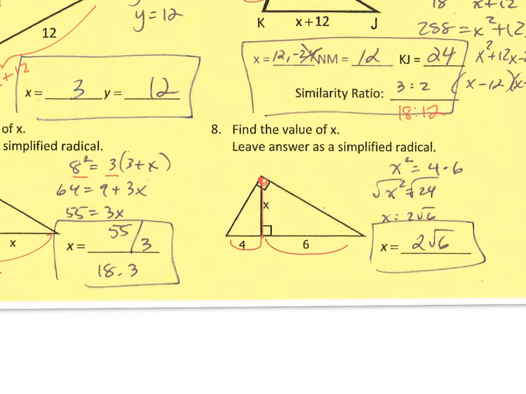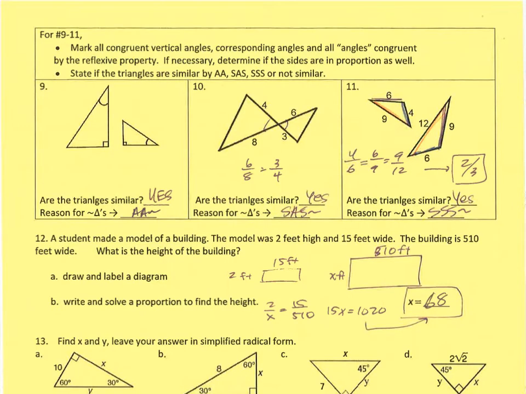All right, page 2. You're talking about similarity rules. There are 3 rules that make triangles similar: angle-angle, side-angle-side, or side-side-side. So we'll talk about each of those. Number 9, I got 2 angles congruent, 2 angles congruent. These 2 triangles are similar because of angle-angle similarity. That's the most common form of why triangles might be similar.